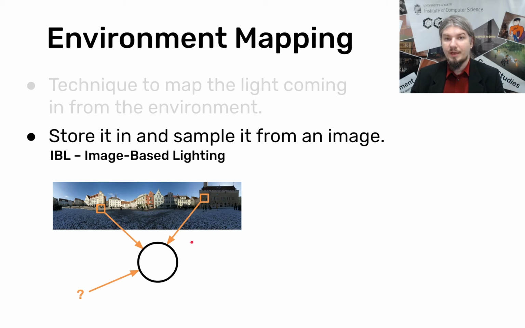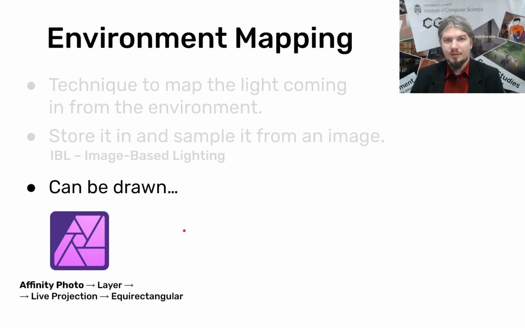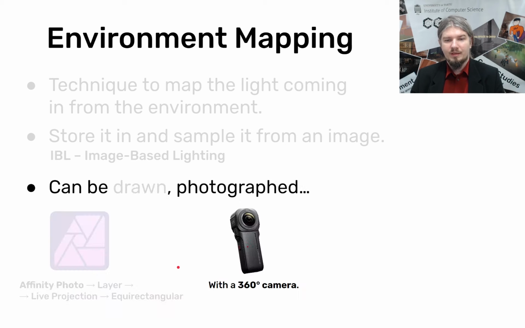If we use an image to save those values, then this is also called image-based lighting. So we have an image and we sample the incoming light from that image. This image can be drawn, so you can actually draw your own cube map, let's say in Affinity Photo, if you take layer, live projection and equirectangular projection. It can also be photographed, so let's say with a 360-degree camera that captures the entire 360-degree field of view.